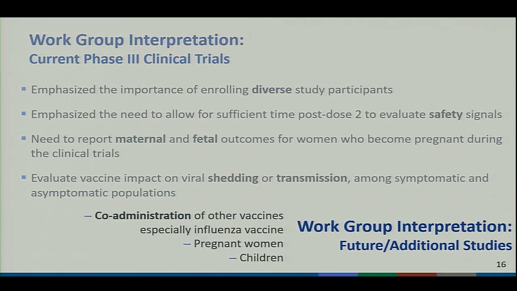The work group also had thoughts regarding future or additional studies. First, regarding the need to evaluate co-administration of other vaccines, especially influenza vaccine, as well as studies in pregnant women and children if the initial trials are successful. Next slide.